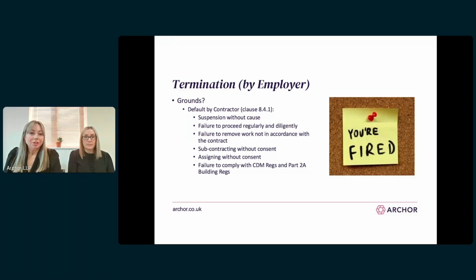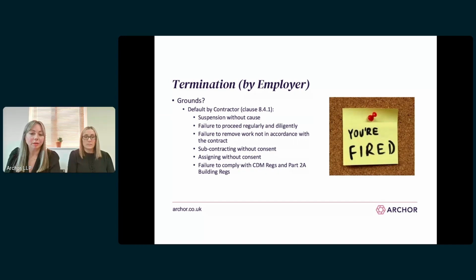So moving on to termination, firstly, termination by the employer. Clause 8.4 sets out the grounds under which the employer can seek to terminate the contractor's employment under the contract. I've added these on the slide, but just running through, they are wholly or substantially suspending the works without reasonable cause, failing to proceed regularly and diligently with the performance of its obligations under the contract, refuses or neglects to comply with a notice or instruction to remove any work, materials or goods not in accordance with the contract, and by such refusal the works are materially affected.